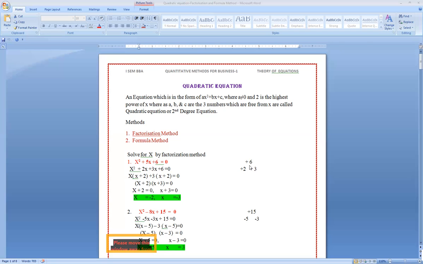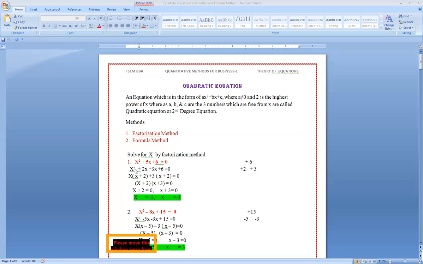If we take 6 ones are 6, then 6 plus 1 becomes 7. But the value of b here is 5. So we need numbers which, when we multiply, should be 6, and when we add, should become 5. Both the signs as well as the numbers have to be satisfied.